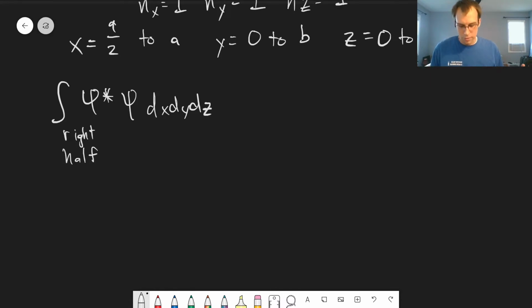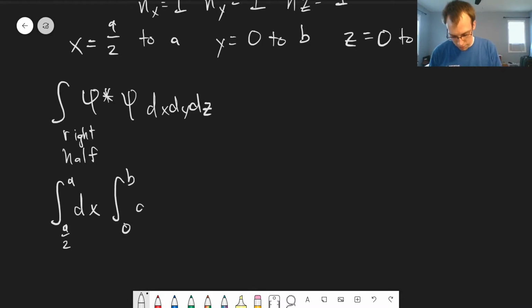So how do we do this? Well, we have to integrate over all three variables. We're going to have an integral from a over 2 to a in the x dimension, and we can write this in a way to keep the variables straight. We'll write our dx part of the integral on the left-hand side just to keep straight which variables are integrated over which limits. And we'll have 0 to b for dy, and 0 to c for dz.